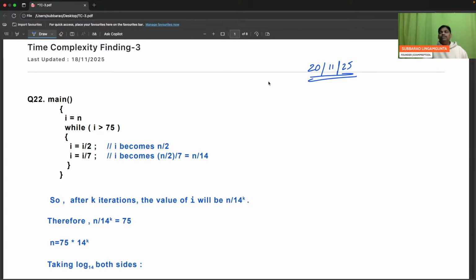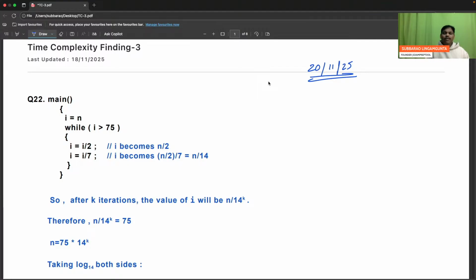So it's time complexity 3, the last class of time complexity. In yesterday's class, I stopped at question number 21. If you have not done the earlier classes, I request you to go through them. Day before yesterday, I did time complexity 1. Yesterday, time complexity 2. Today is time complexity 3.